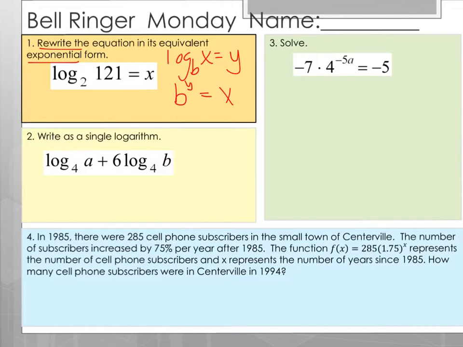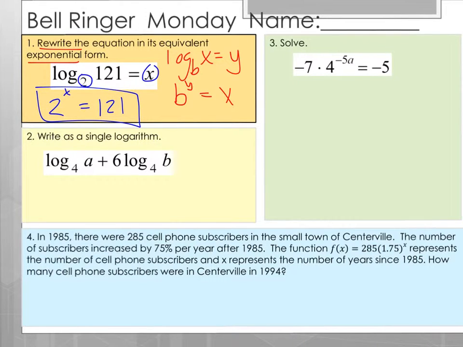That is going to be equivalent to exponential form base b to the y power equals x. So looking at what we have, I see that our base on the log is 2, so that's going to be our base in our exponential equation. And then x is going to be our exponent because doing the log on something gives you the exponent, and that's going to be equal to 121 as our final answer.